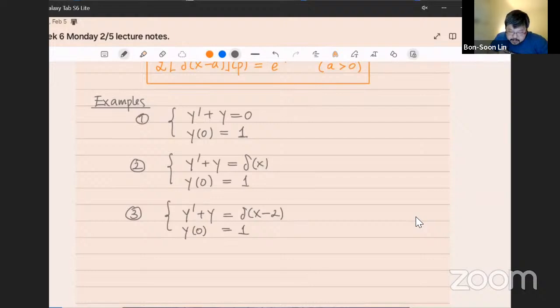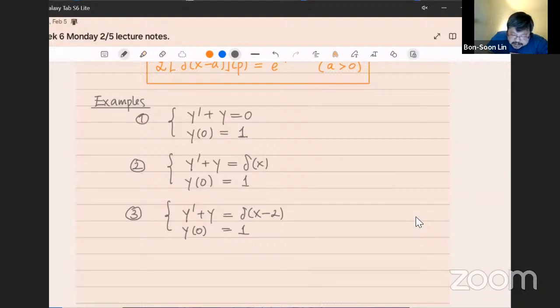So how do each of these differ? Here we have 3 differential equations. We're looking for a function y. They all have the same initial value. They all start from y of 0 equals 1. But the non-homogeneous part, or the right-hand side of the equation, is different in each. The first one is actually homogeneous. It is just 0, and we let the system run.